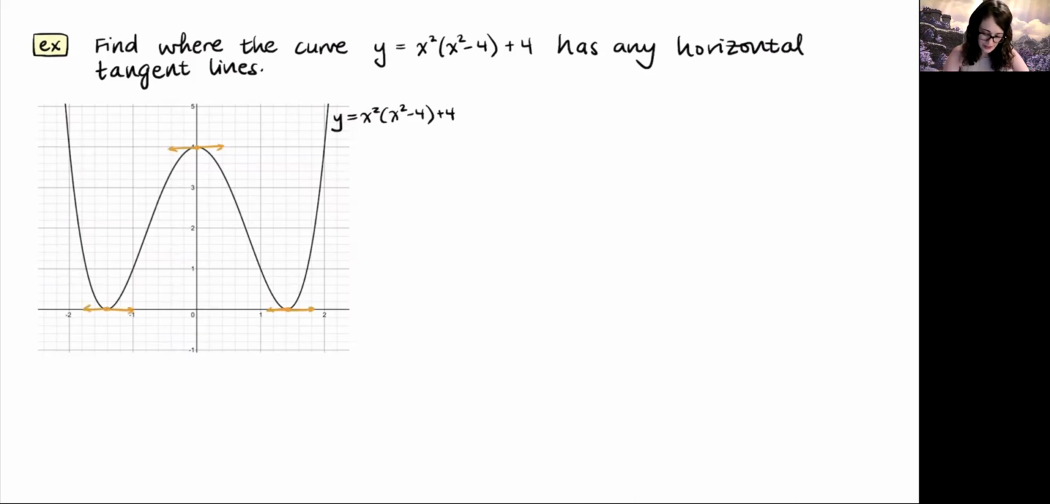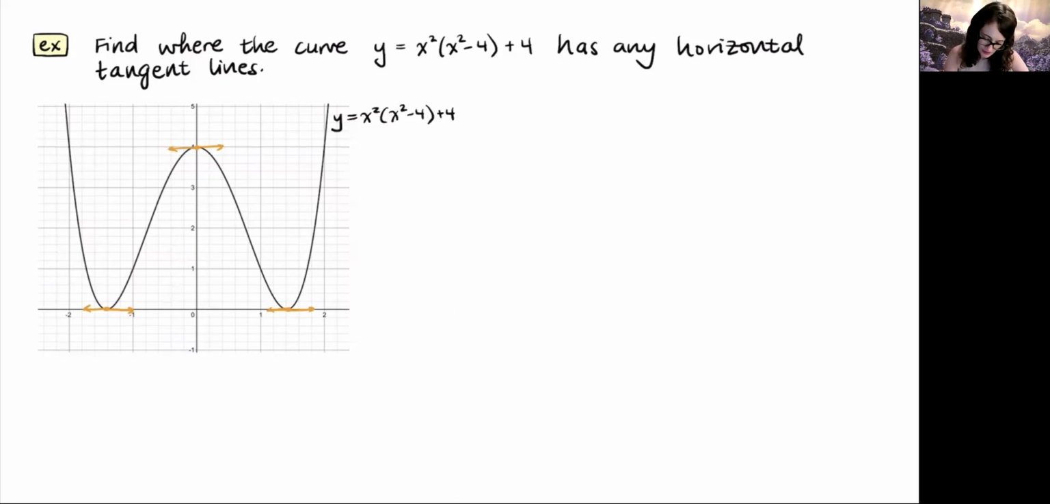Now, this one right here is pretty obvious that that's x equals 0. However, these ones here and this one here, they're in between 1 and 2, or -1 and -2. And it doesn't even look like they're at a half or anything. So we're going to need to find these algebraically for sure to figure out what the exact values are.